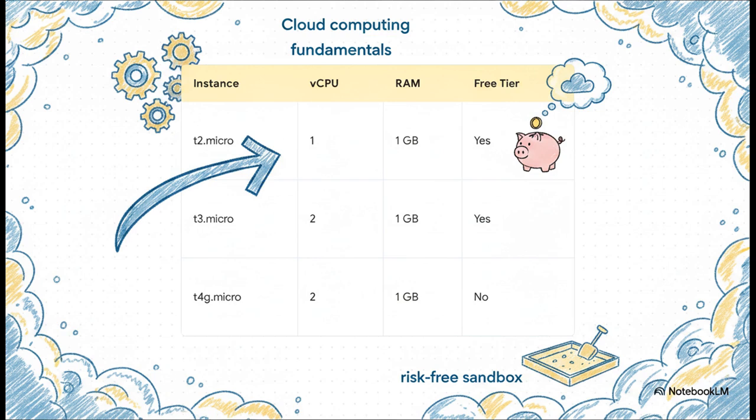Now, as a beginner, your absolute best friend on this list is the T2.micro. It gives you one virtual CPU and 1 GB of RAM, but here's the best part. It is entirely free tier eligible. It is literally the perfect risk-free sandbox for learning. You can test out all these concepts, build a real server, and just experiment to your heart's content without worrying about some massive surprise bill at the end of the month.